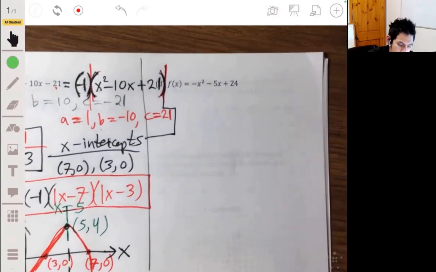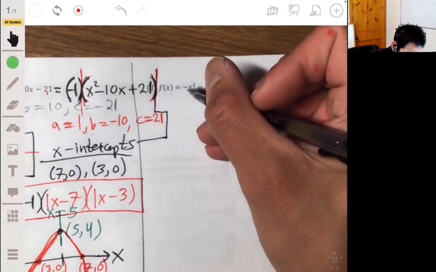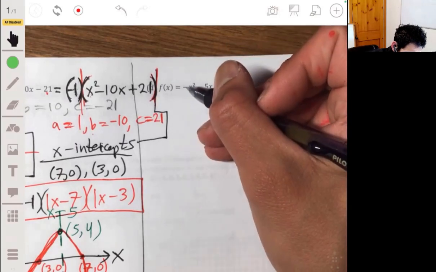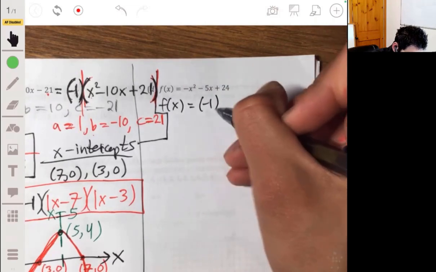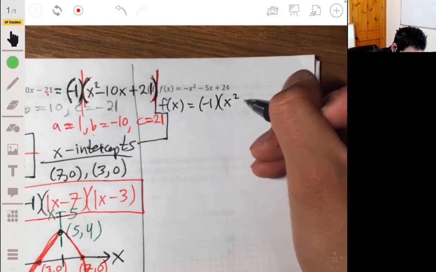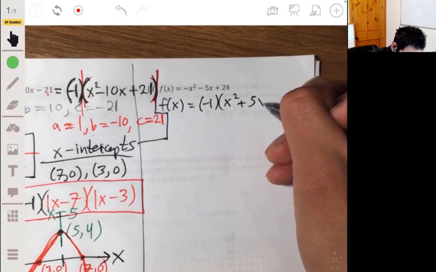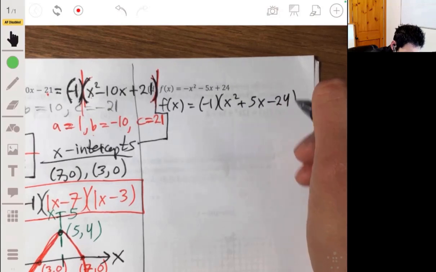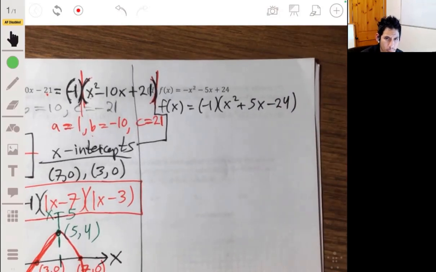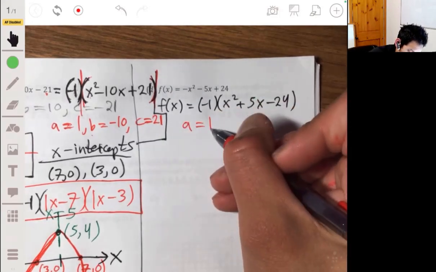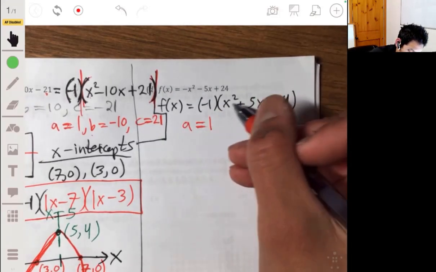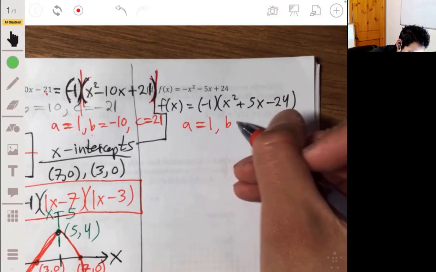Because we have a is negative 1 here, I'm going to make f of x equal to negative 1 times x squared plus 5x plus or minus 24. Now I use the a, b, and c from there: 1, 5, and negative 24.